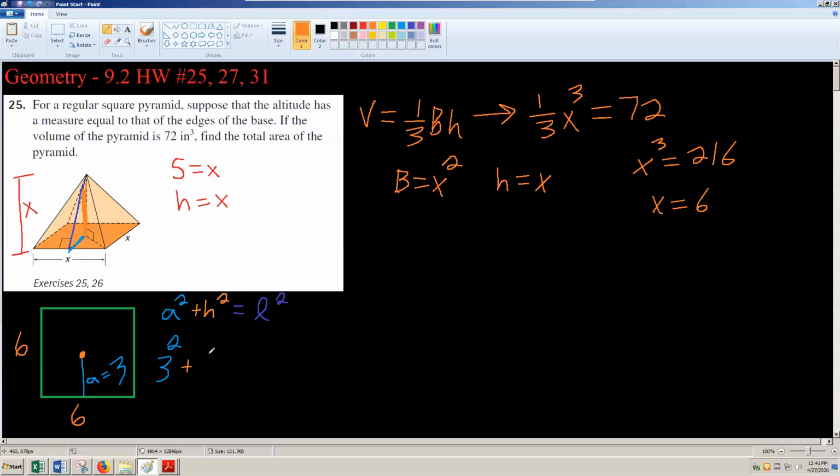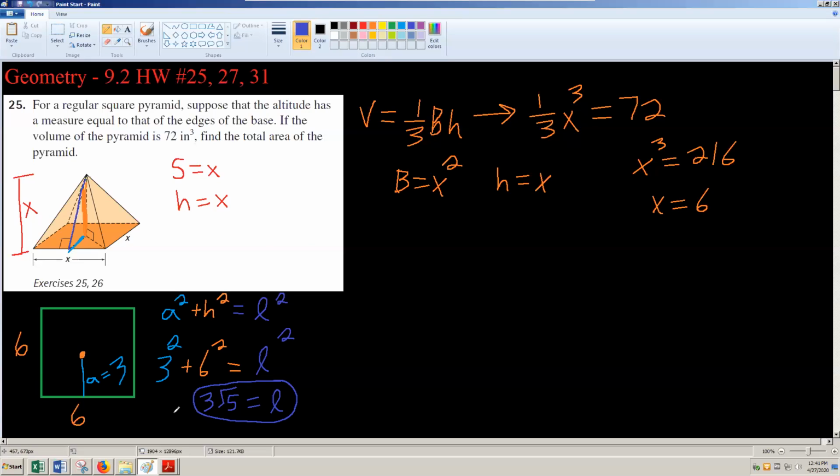So we're going to add our height here squared. It's going to equal our slant height squared. At this point, I'm just going to kind of jump to it. So 3 squared is 9. My 6 squared gives me 36. So 9 plus 36 gives me 45. I'm going to take the square root of 45. The 3 is going to factor out. So I'm going to get 3 root 5 equal to my slant height.